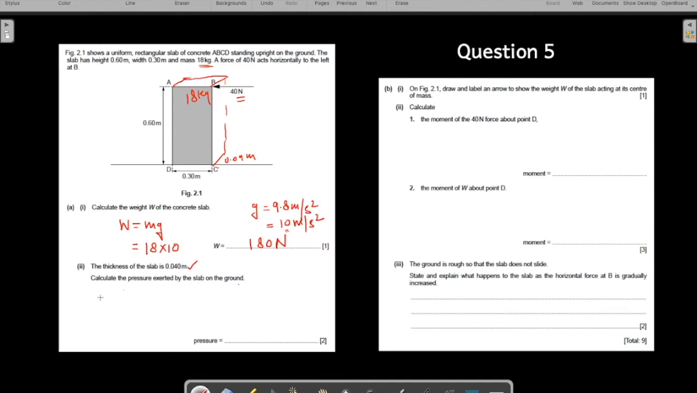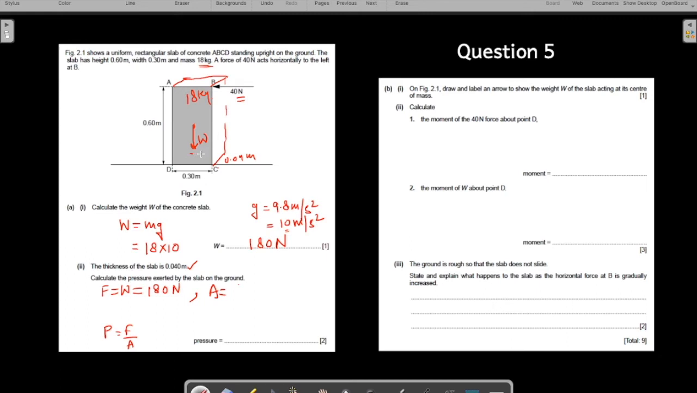What is the formula for the pressure? Pressure is force over area. What is the force? Let us talk about the force first. Force is your weight, which is acting downwards, right? So it is 180 newtons. This is done. How much is the area?